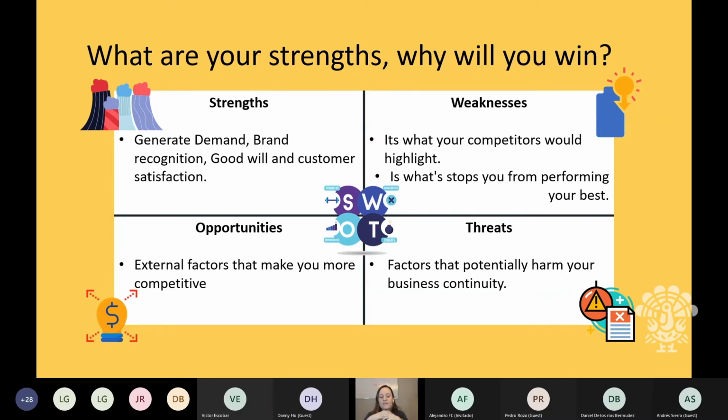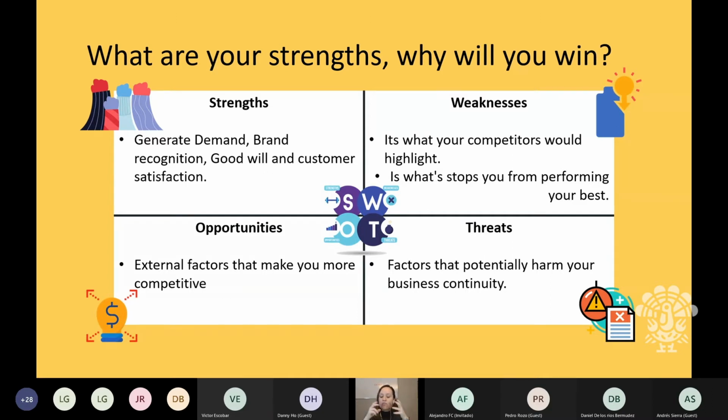Opportunities are external factors that make you more competitive, right? And this goes back to identifying your customers and doing that customer opportunity research. Remember that Coca-Cola example? Try to question your customers, like, how are you using my product or service? So you can see those opportunities for yourself, seize the market and open new niches.